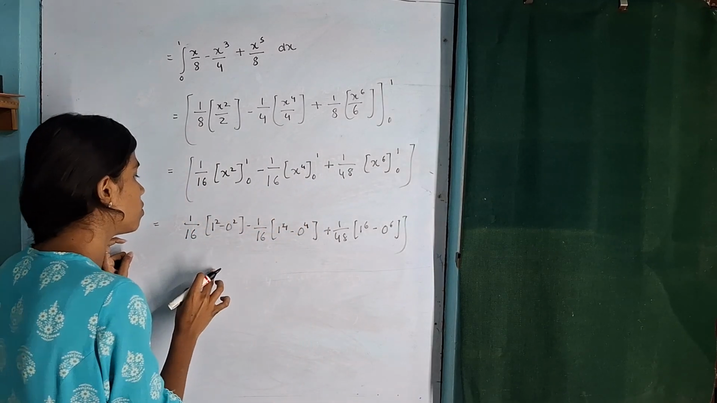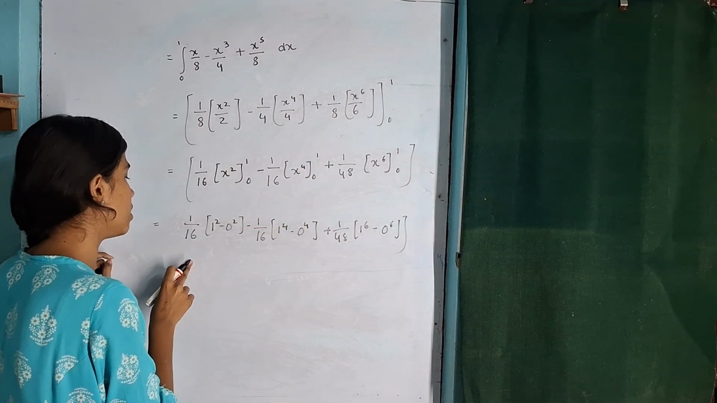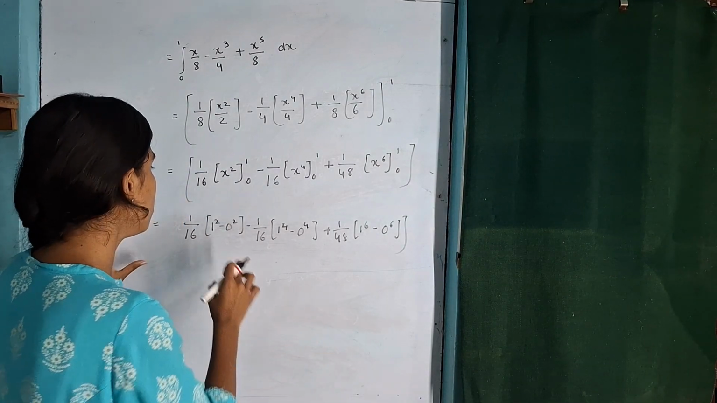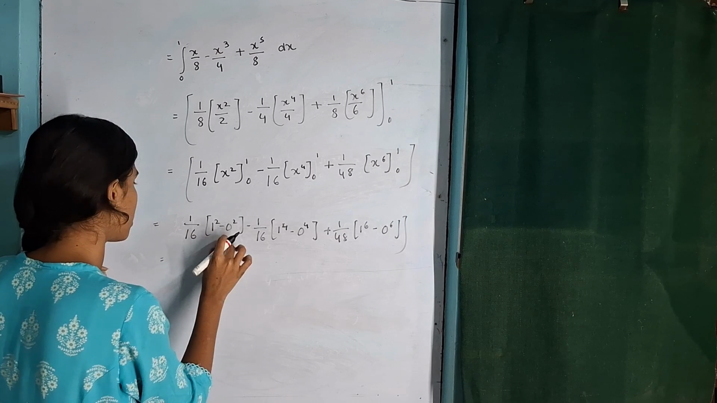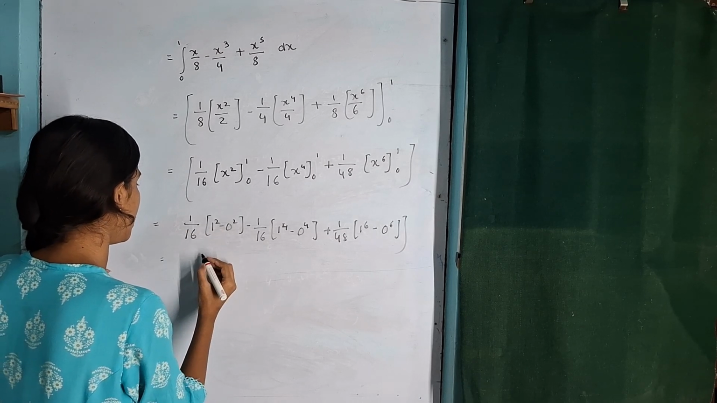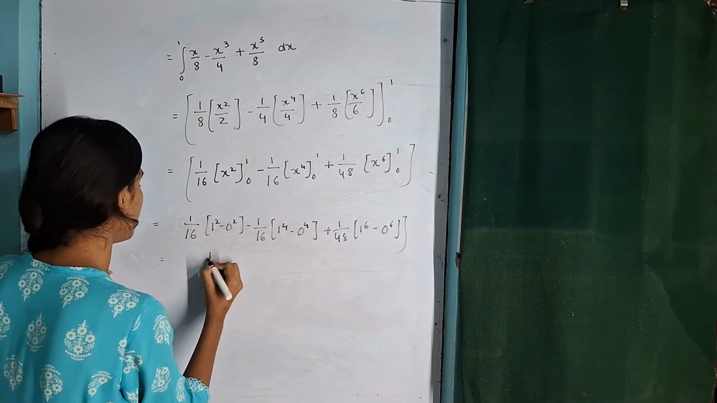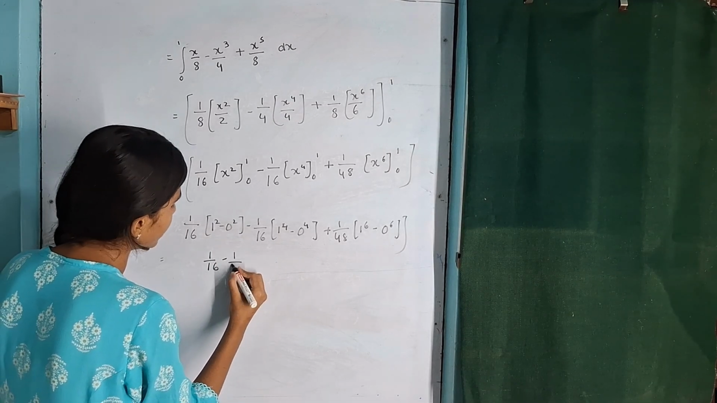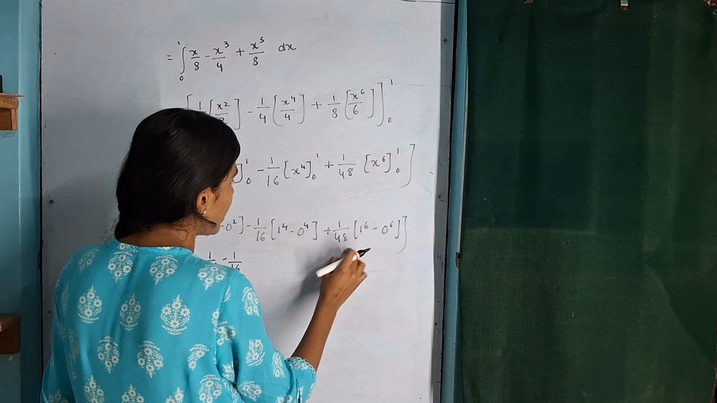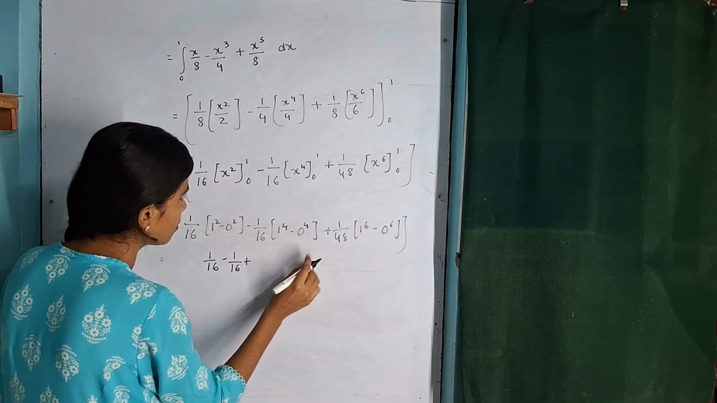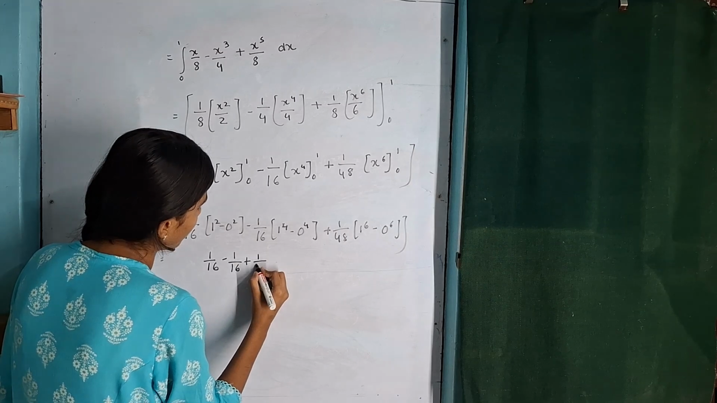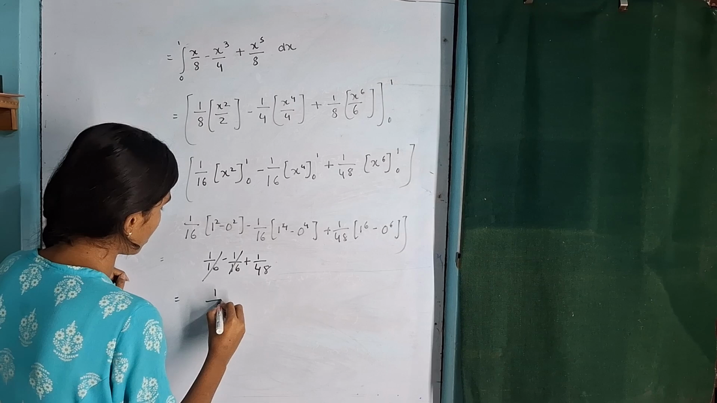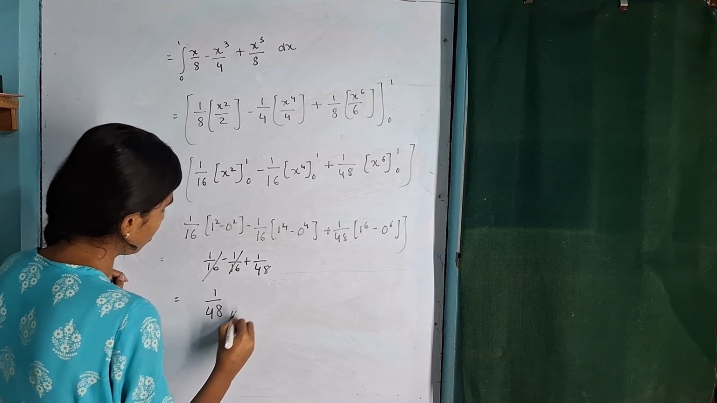So 1 raised to anything is going to be 1 only, and 1 into anything is going to remain anything only. So 0 square is going to be not counted. 1 by 16 into 1 is going to be 1 by 16, minus 1 by 16 into 1 is going to be 1 by 16, and plus 1 by 48 into 1 is going to be 1 by 48. So these two will get cancelled. So your answer is 1 by 48.